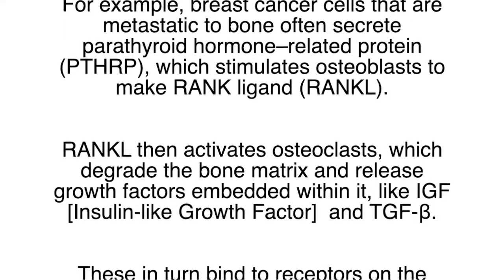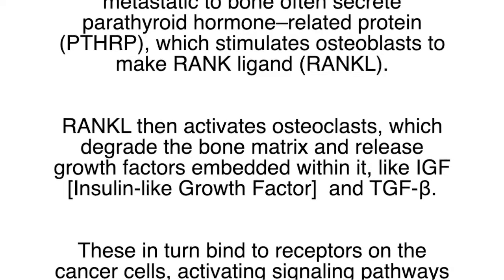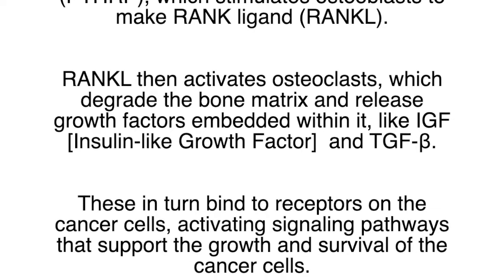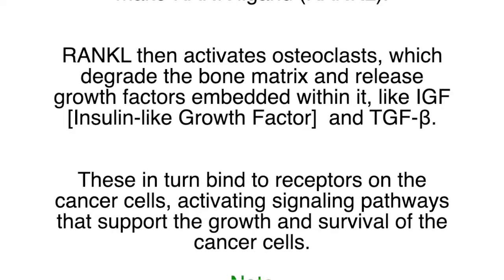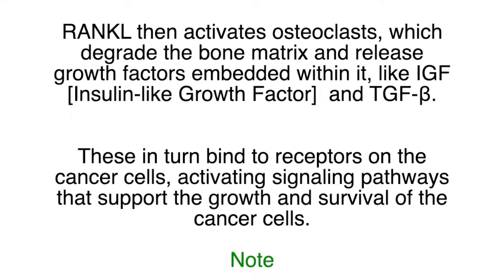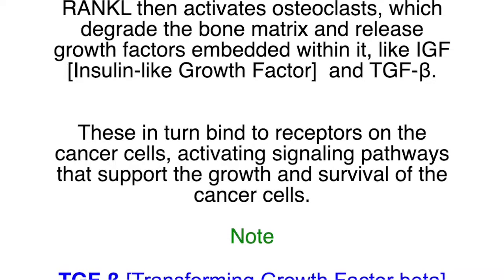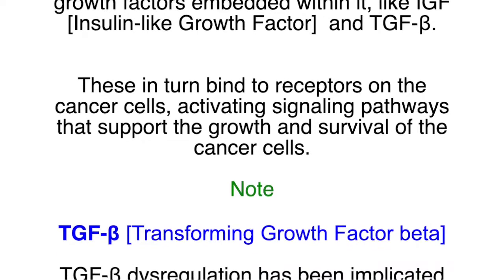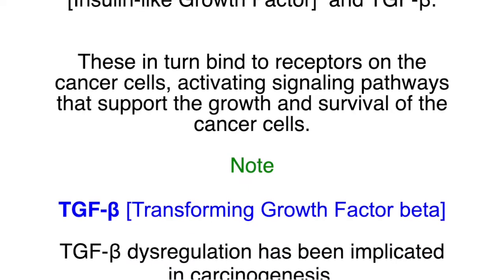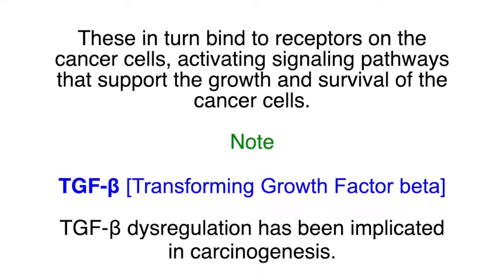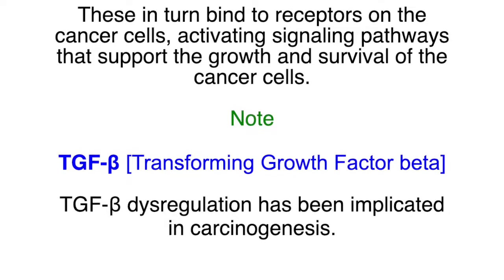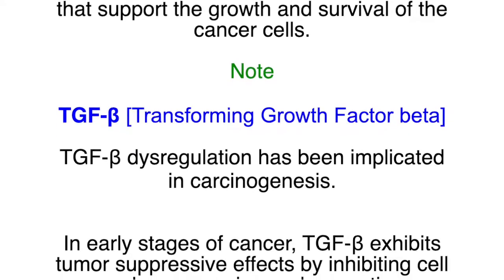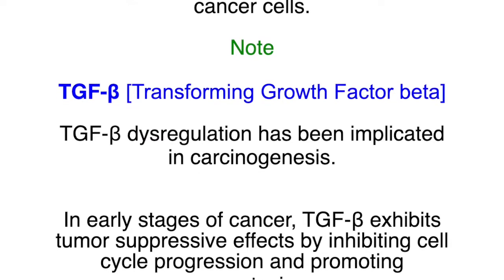RANKL then activates osteoclasts, which degrade the bone matrix and release growth factors embedded within it, like IGF, insulin like growth factor, and TGF beta. These in turn bind to receptors on the cancer cells, activating signaling pathways that support the growth and survival of the cancer cells. Note, TGF beta, that is transforming growth factor beta.